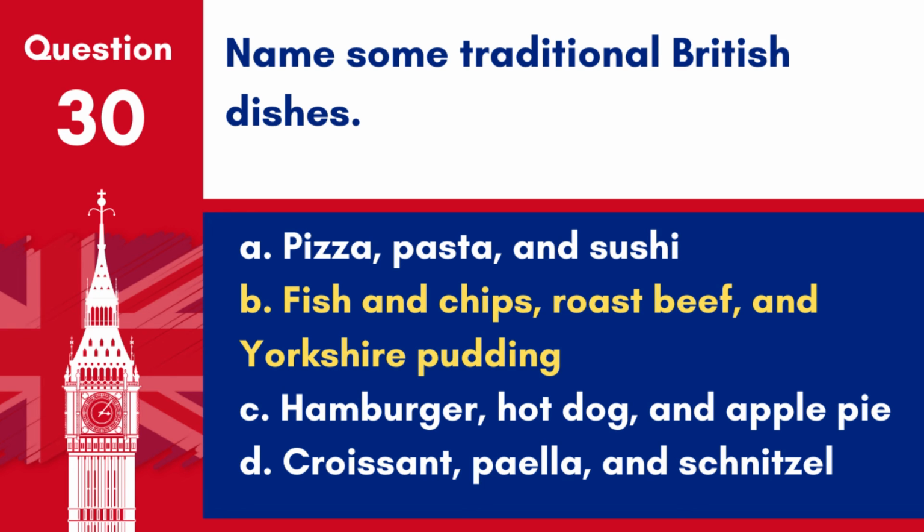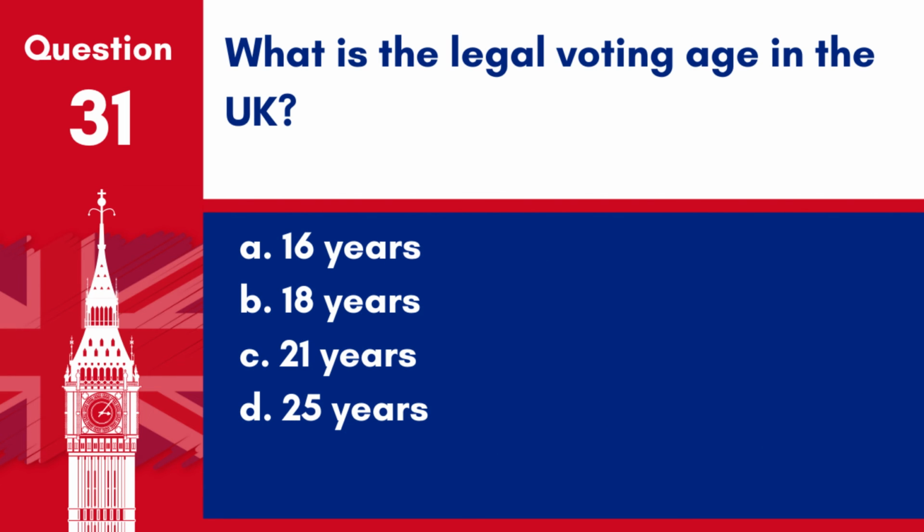Answer B. Fish and chips, roast beef, and Yorkshire pudding. Traditional British dishes include fish and chips, roast beef, and Yorkshire pudding. Question 31. What is the legal voting age in the UK? A. 16 years. B. 18 years. C. 21 years. D. 25 years.